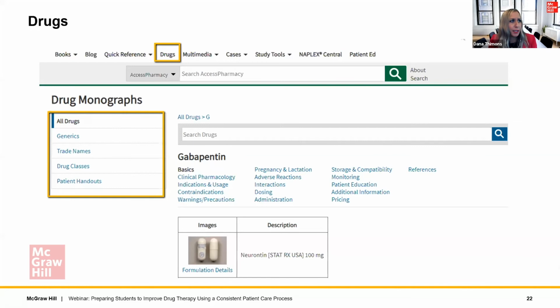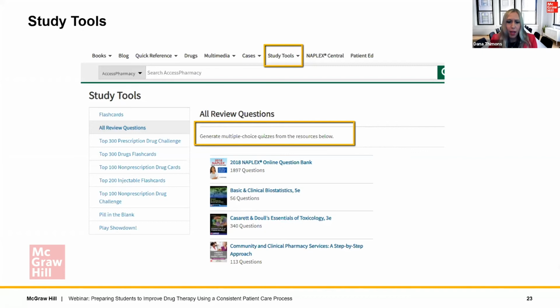And the study tools, that includes review questions, so students can set up their own quizzes, and also flashcards for self-study.